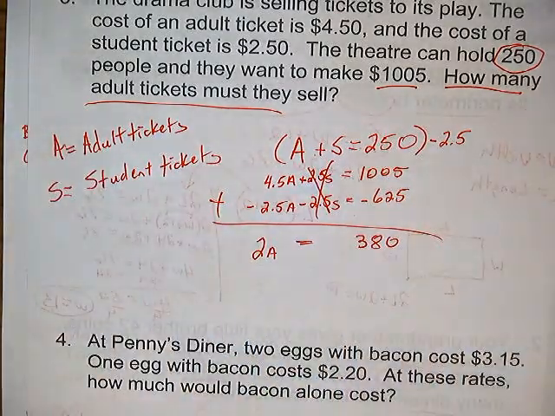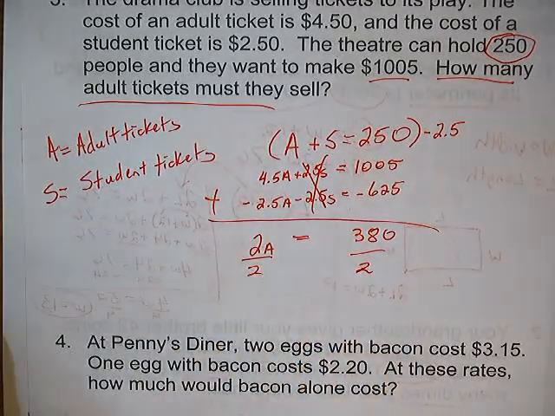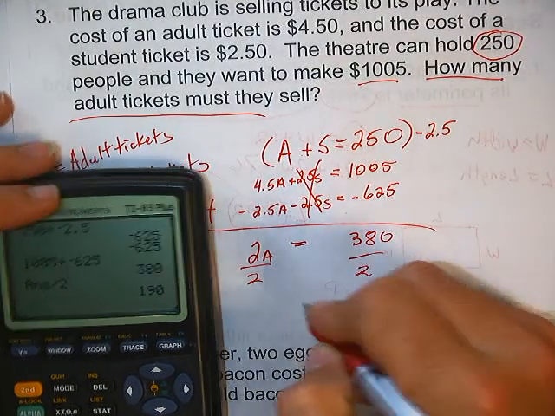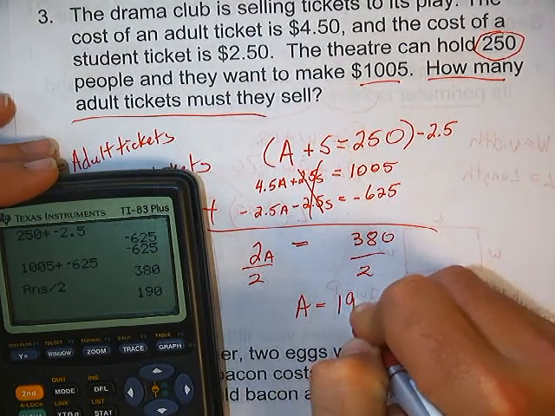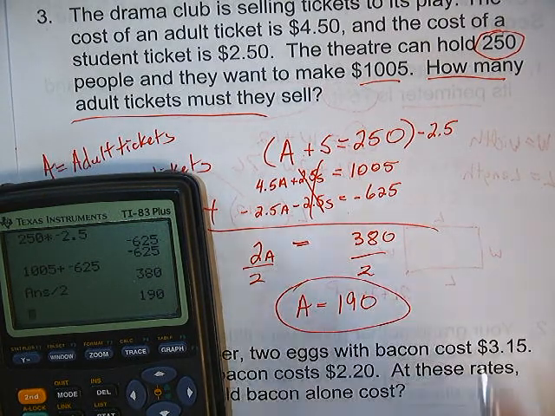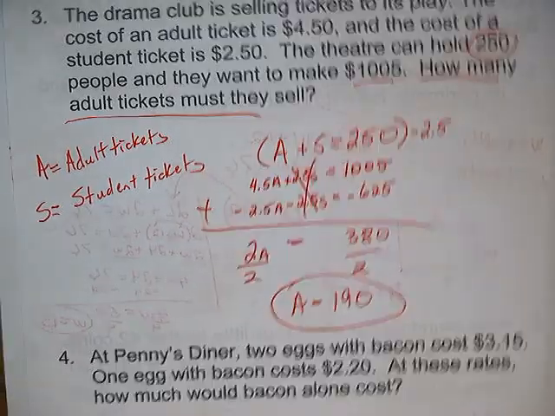Now to solve for A, I'm going to divide both sides by 2. 380 divided by 2 is 190. So they must sell 190 adult tickets. Okay, and that answers the question. How many adult tickets must they sell? 190. And the last one.